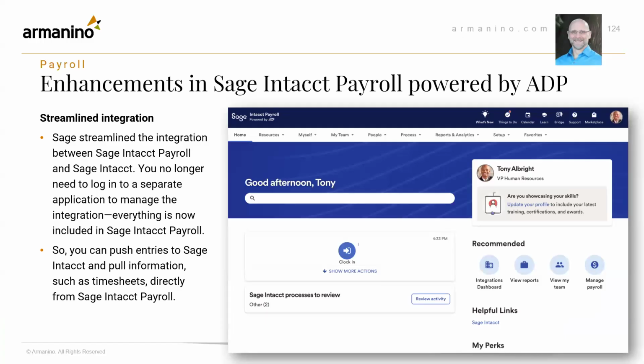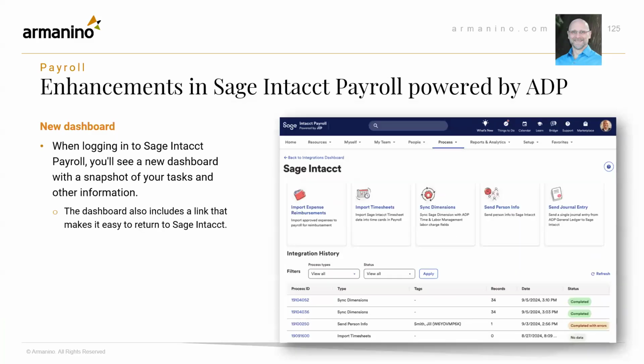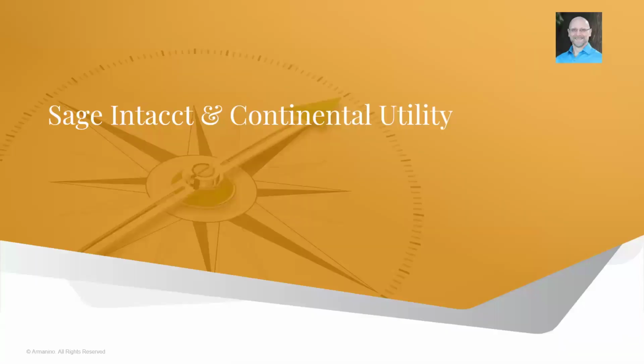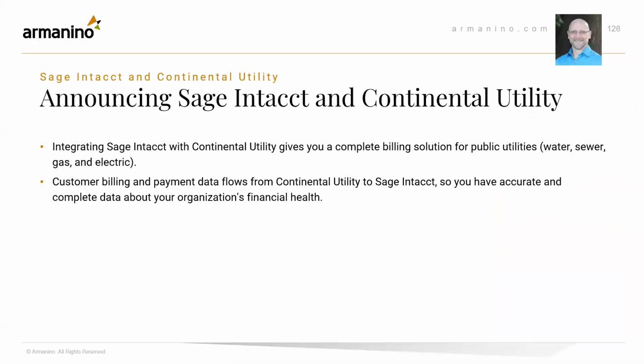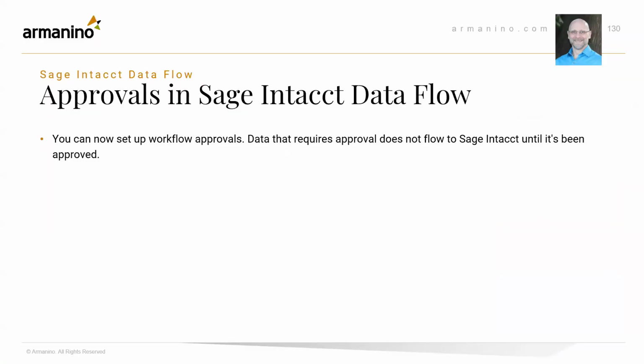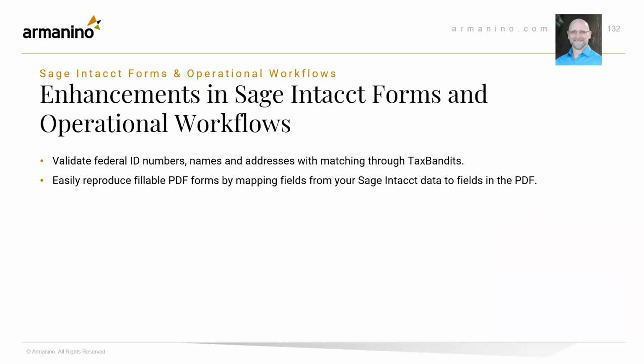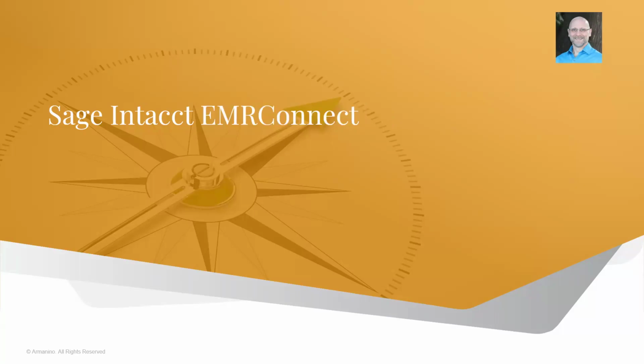Payroll. Yep, we're running up against time here. Enhancements in payroll powered by ADP: streamlined integration, a new dashboard, improved error reporting, and a new relationship with an organization called Continental Utility, for utilities. With Sage Intacct data flow, you can now set up workflow approvals utilizing that. And with operational Intacct forms and operational workflows, you can validate federal ID numbers and easily reproduce fillable PDF forms.